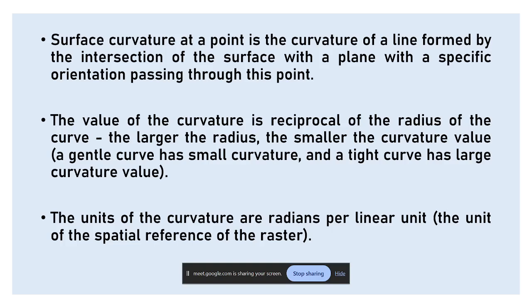Okay, so in smaller classes also we have studied the radius of curvature. So the curvature is reciprocal to the radius of the curve. So larger radius means smaller curvature value. A gentle curve has small curvature and a tight curve has large curvature value. Okay. So the units of curvature are radians per linear unit, the unit of the spatial reference of the raster. So it's mainly given in terms of radians because you have a curvature involved.